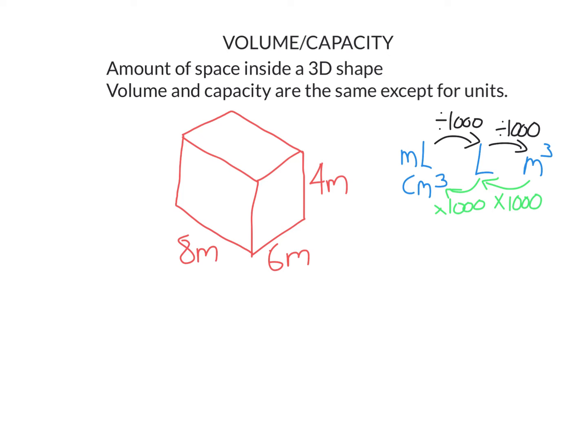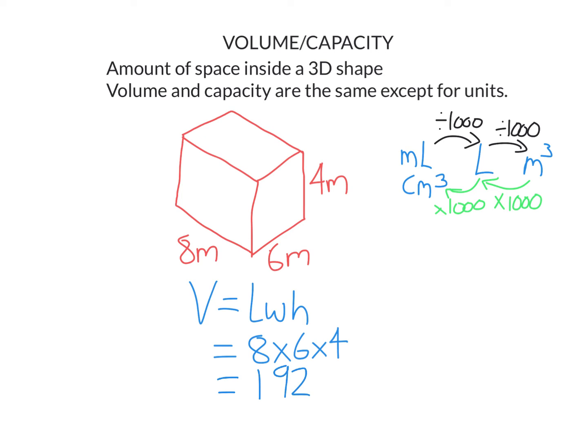Now, we're only looking at the volume of rectangular prisms. So rectangular prisms are shapes like this. 3D shapes, they have 6 rectangular faces, 3 you can see, and then there's some obscured ones on the bottom, side, and back. So to find the volume of a rectangular prism, it's really simple. All you do is multiply together the 3 dimensions: length, width, and height. So it doesn't matter which number you call length, which you call width, and which you call height, as long as you multiply them all together. So 8 times 6 times 4 gives you 192. Now the units are in meters cubed.